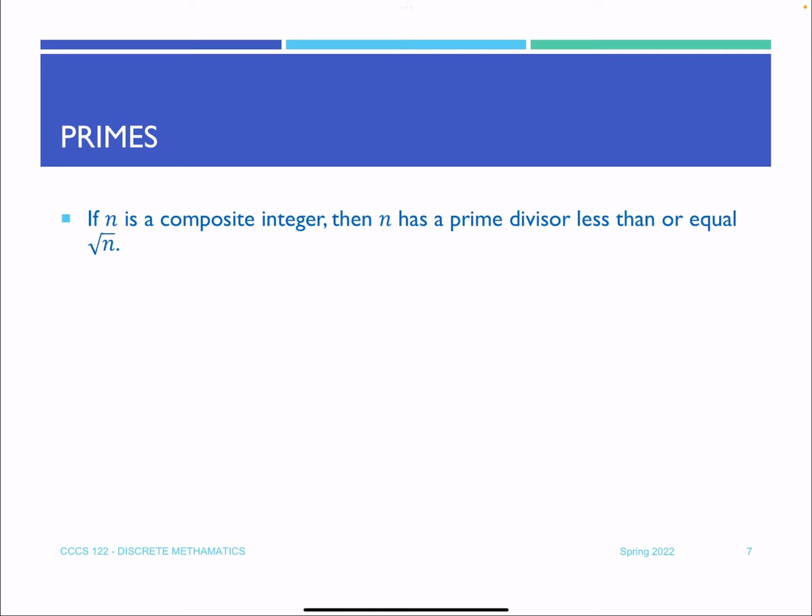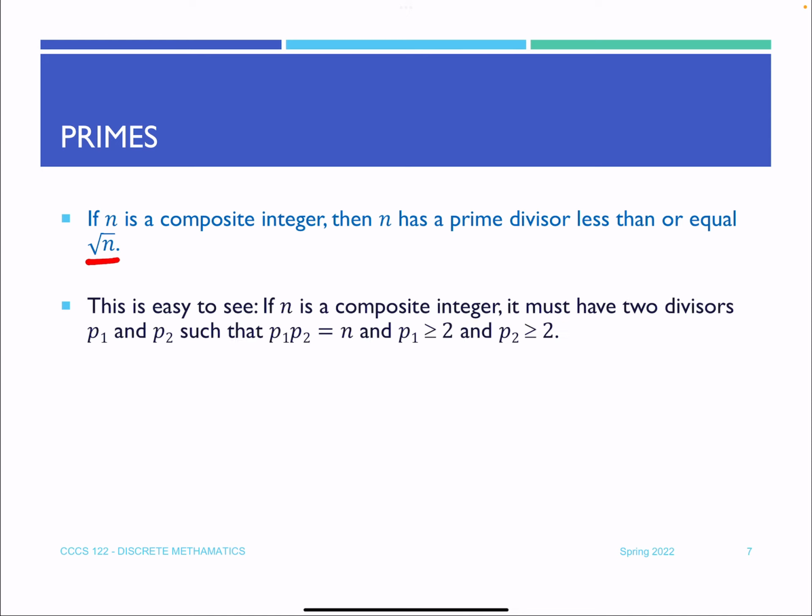Now, if n is a composite integer, then n has a prime divisor less than or equal to the square root of n. And this is kind of easy to see. If n is a composite integer, it must have 2 divisors at least, say p1 and p2, so that when you multiply p1 and p2, you get n. You could have more, of course, but 2 at the very least, if it's a composite integer.